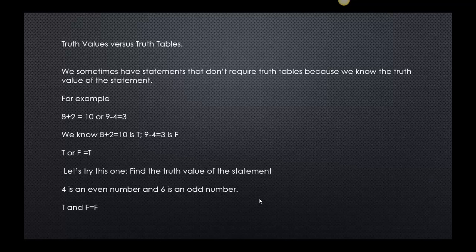When I put these together, I have my true or false. It becomes true. So all I did was substitute the value, 8 plus 2 is 10, true. 9 minus 4 is 3, false, with the connective of or to get true. Same thing here. Find the truth value of 4 is even and 6 is odd. 4 is even is true. 6 is odd is false. My connective and says this whole statement is false.